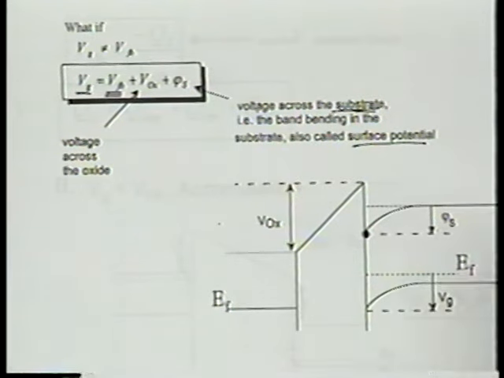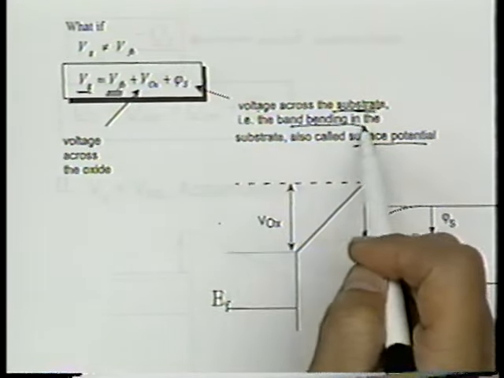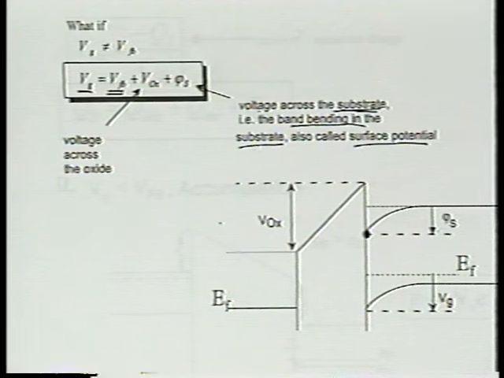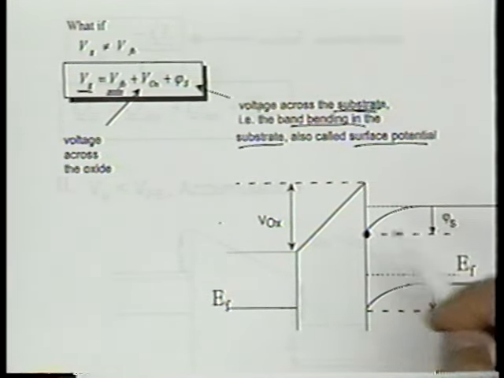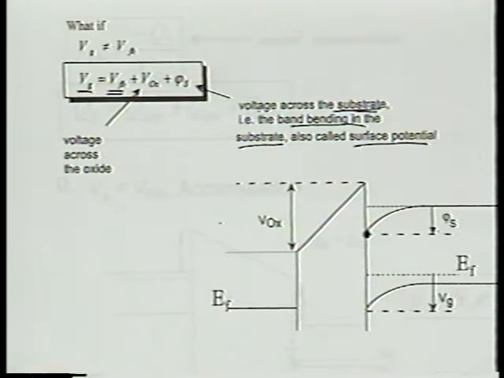It's also the band bending in the substrate. Now, as you remember, band bending represents a voltage change. Anytime the energy band diagram bends, changes shape or position, that means there's a changing voltage. Since we use the neutral region of the substrate as reference, then at the surface, the potential, the voltage cannot be the same as the potential at the neutral portion of the substrate.